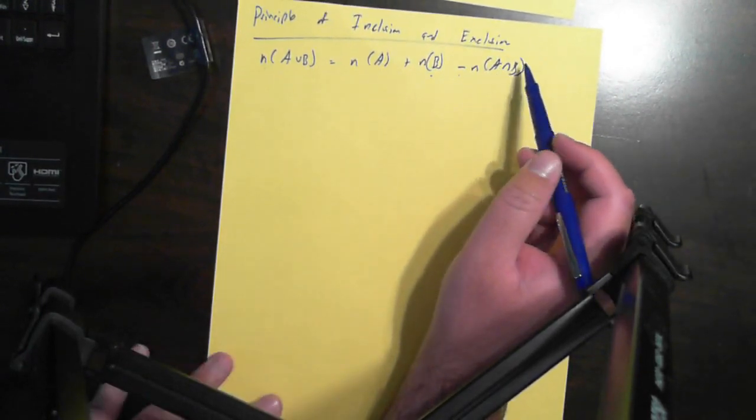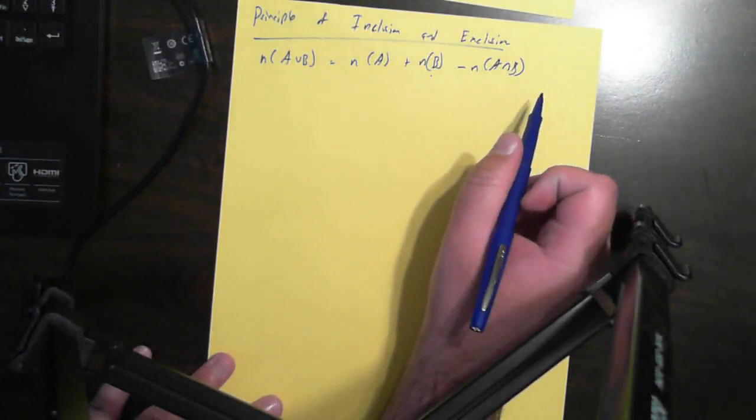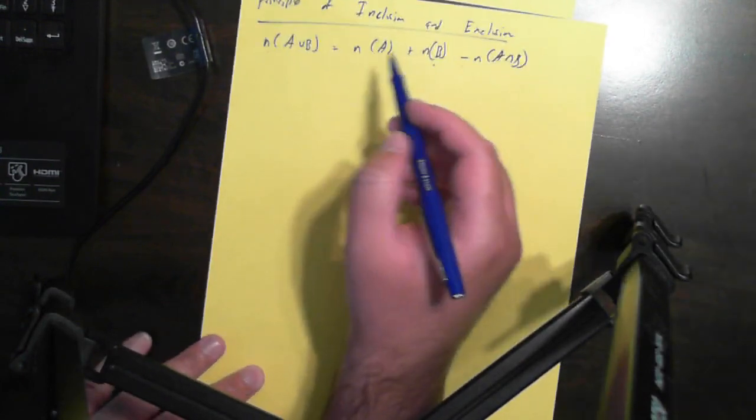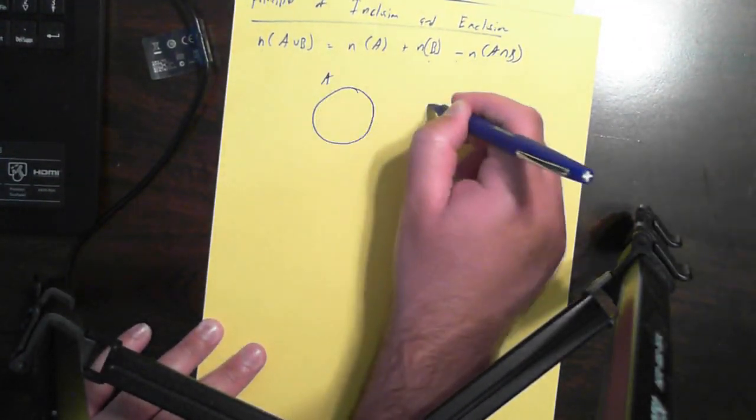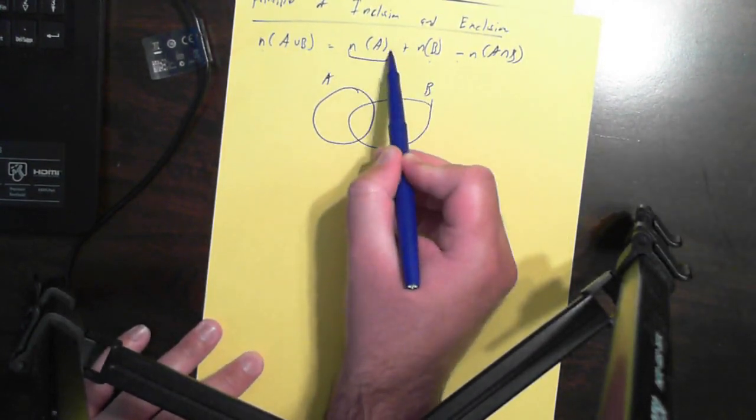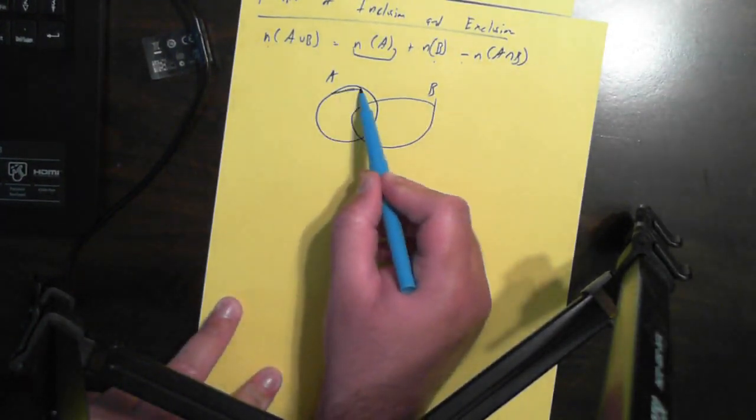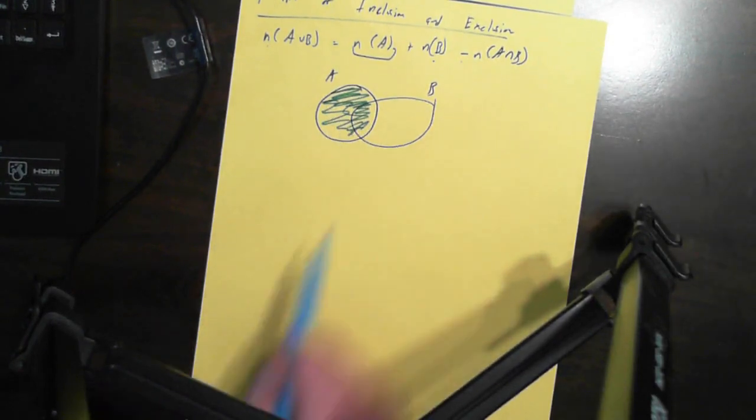Okay? And what you're doing here is you're subtracting this off so that you don't end up counting the same element twice. Because if you think about it this way, if I've got set A and set B, they have an intersection. This number right here represents this blue area right here. How many elements are in there anyway, right?